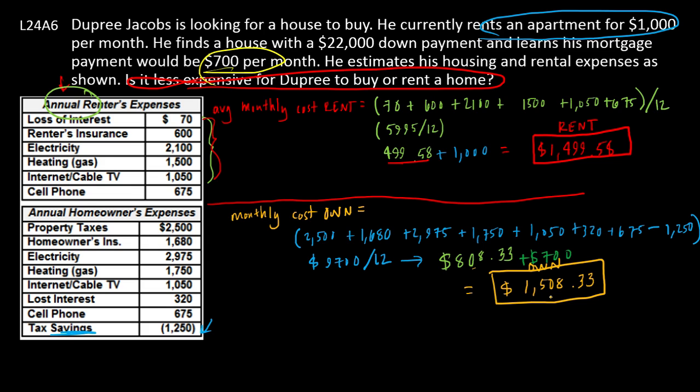So to own, it was $1,508.33. So it is less expensive to rent because the monthly cost of renting was $1,499.58 and the monthly cost of owning is $1,508.33. Now, one thing to note is that in this case, I did not utilize that piece of information that the down payment was $22,000. And again, that's because we're talking about average monthly costs, okay? So that was excluded for the sake of computing our average monthly cost. And in this case, again, renting did turn out to be a little bit more cost effective.